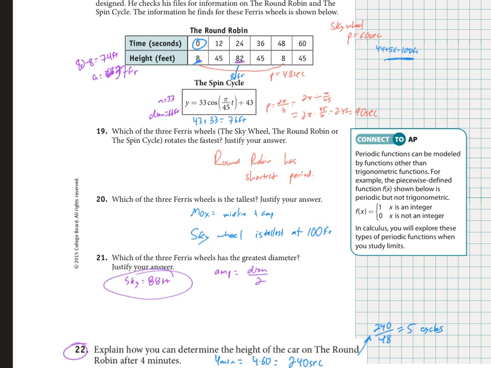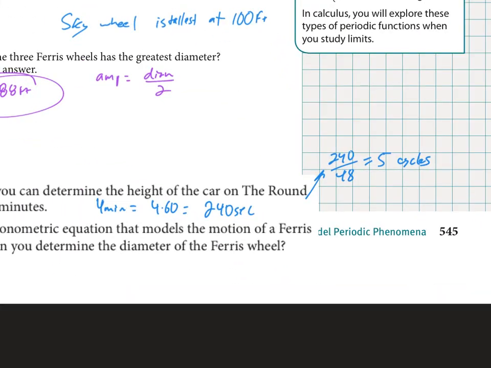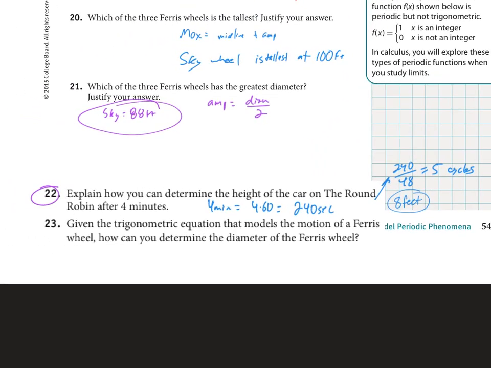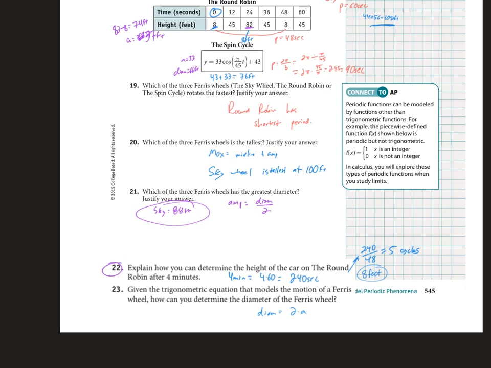It's going to do 5 full cycles after starting out at 8 feet. If it starts out there, it's going to end there. Since I'm ending on a whole cycle, it's going to be at 8 feet. If I was a quarter cycle in or a half cycle, we can figure out if it's all the way at the top of the Ferris wheel or different things like that. And again, given the trig equation that models the motion of a Ferris wheel, how can you determine the diameter? The diameter is equal to double the amplitude, because the amplitude is half the diameter, so working in opposite ways. And that brings a conclusion to modeling real-world phenomena with the trig function.